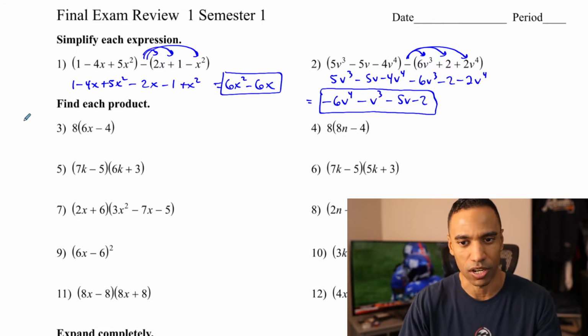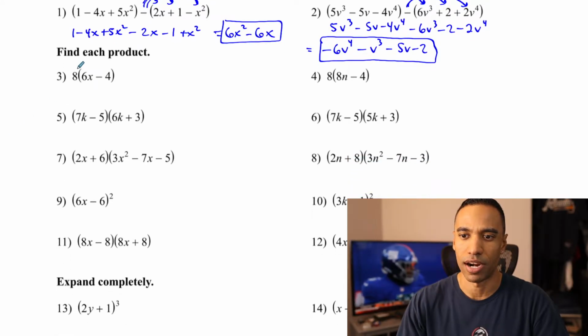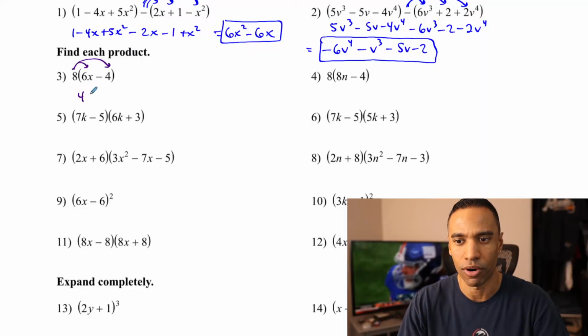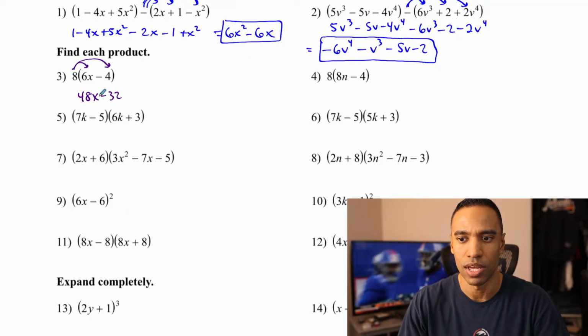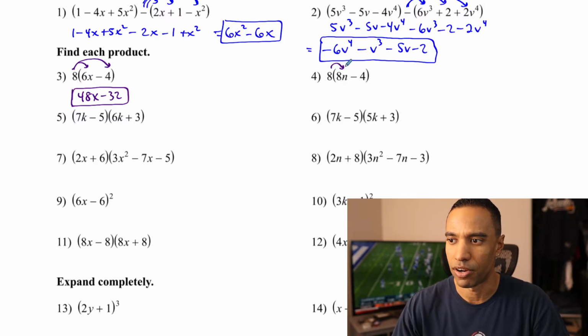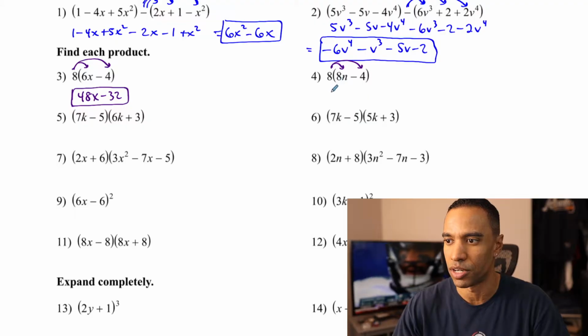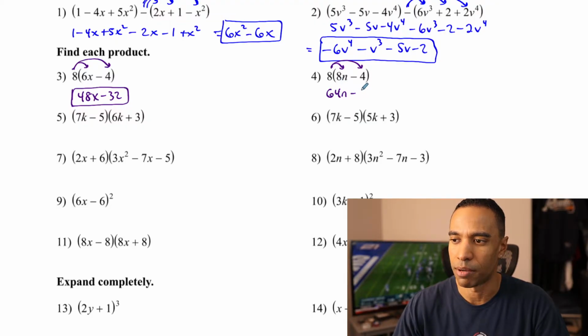Let me know if I already made a mistake early on. I may have. All right, these problems should go a little bit faster here. Find each product. It's distribution of 8 times 6x and 8 times negative 4. That's 48x minus 32. Nothing will combine there. They shouldn't if they didn't early on. Same thing here, 8 times and 8 times there. There's not much happening on these problems here. 64n minus, once again, 32.